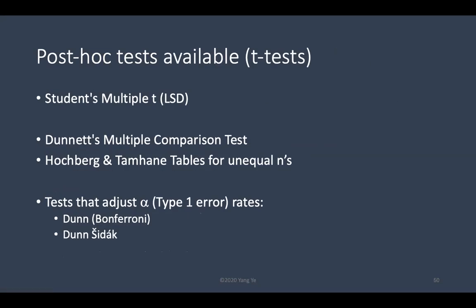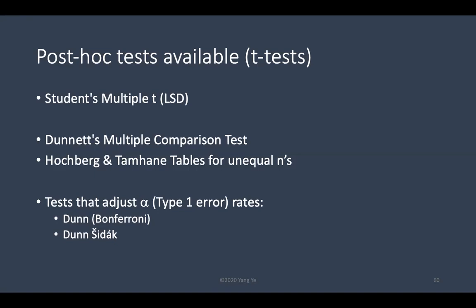Now, there are multiple types of post hoc tests available. Some of them use t-tests, and actually, when it comes to sample means, usually people use t-tests. The simplest form is called Student's multiple t. It's basically running a bunch of t-tests between two sample means, like the way that we described earlier. But the difference is that the standard error for the t-test is estimated from the mean square error. But there are also other types of tests.